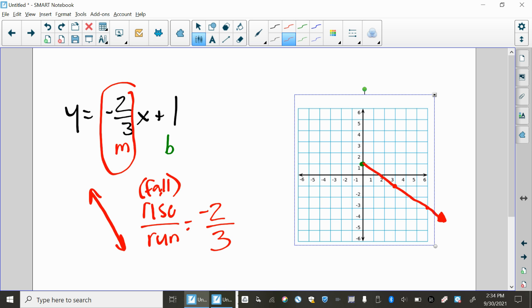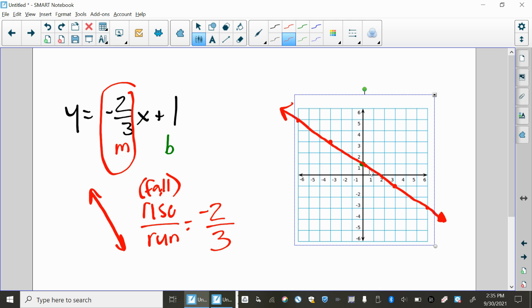So I will go back to the y-intercept, go up 2, and now I have to go to the left 3 in order to keep the pattern and keep the line straight. Up 2 and to the left 3, and I will go ahead and extend that. And there is my line. So the line is going down.